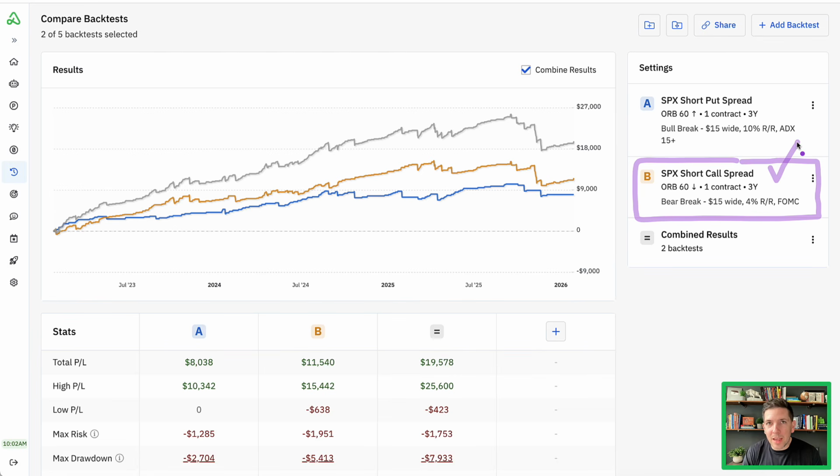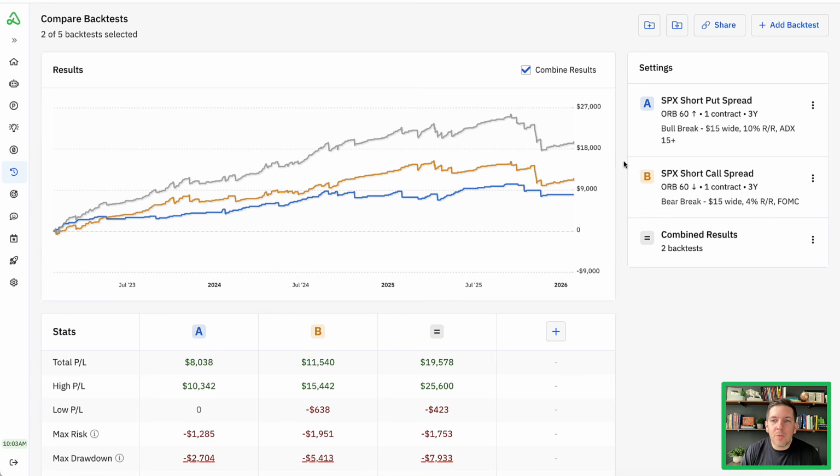That doesn't mean that I can't change my mind. I reserve the right to change my mind and update this if I need to. I'll let you guys know if I do. But if you do find a better backtest or a different combination, please let me know. Add in the comments below. I'd love to know. But for right now, we're going to stick with that short call spread strategy because nothing has been able to beat it so far.